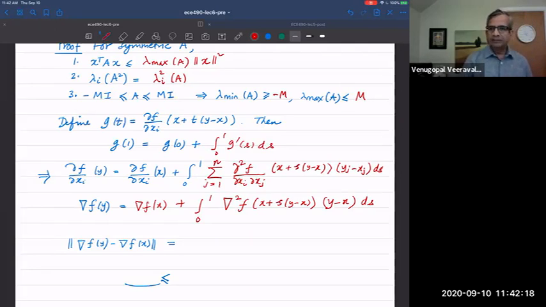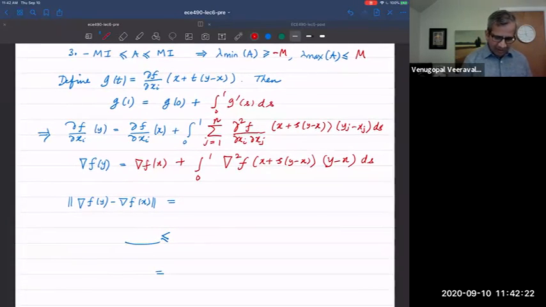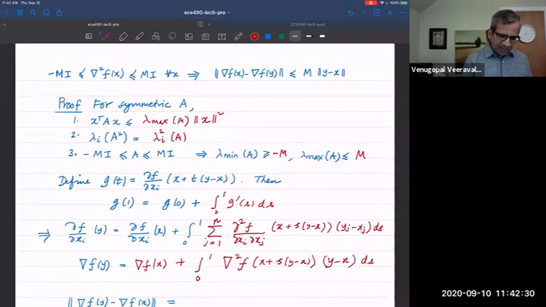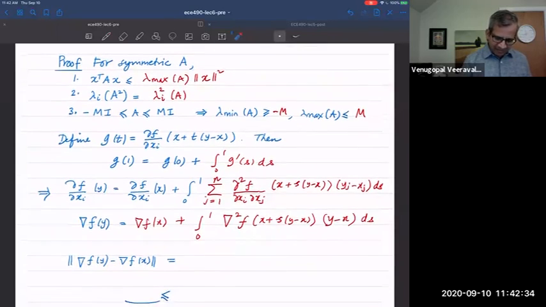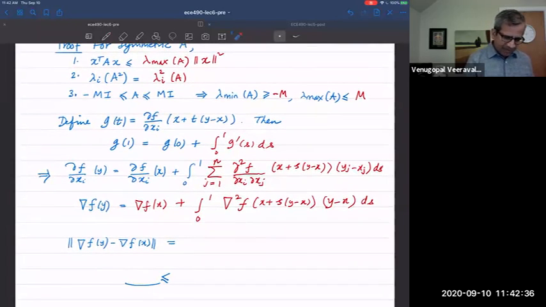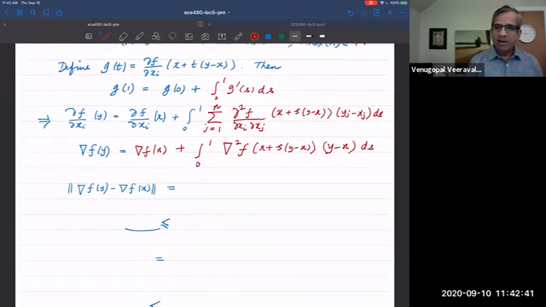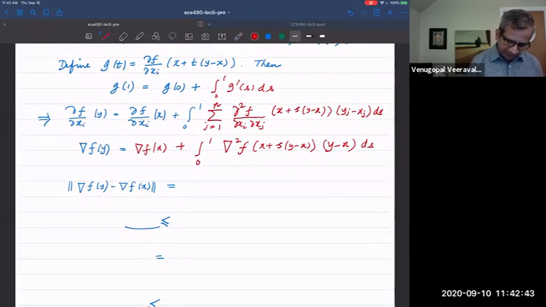Okay. All right. So now I'm ready. I've got the gradient of f at y on the left-hand side and the gradient of f at x on the right-hand side. In order to prove the Lipschitz condition, I need to take the difference between these two. So I'll take the difference between those two and take the norm of that difference. And so on the right-hand side, I'll end up with the norm of the integral.